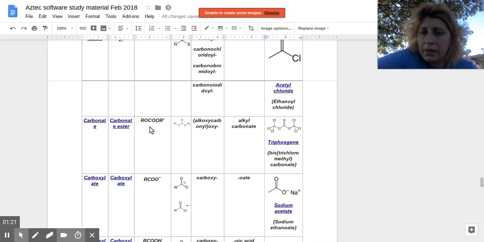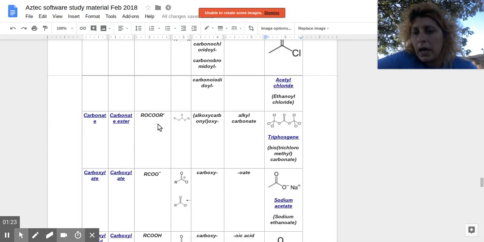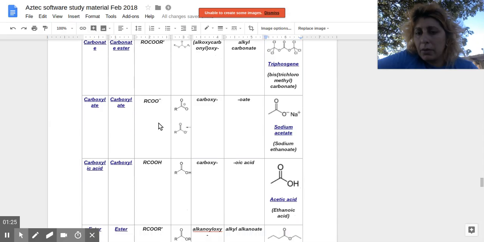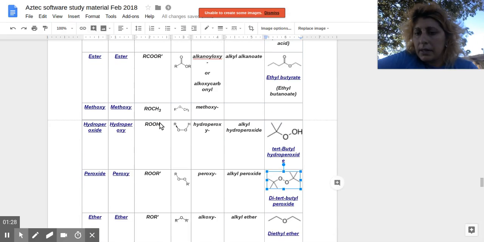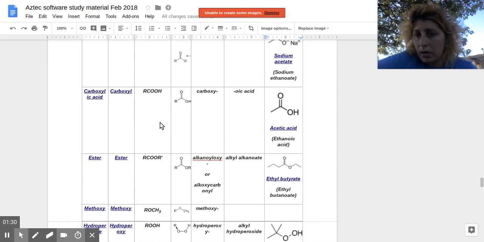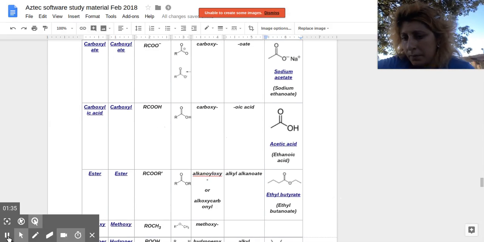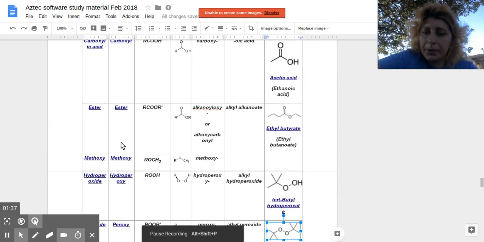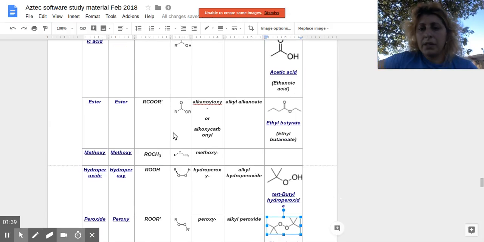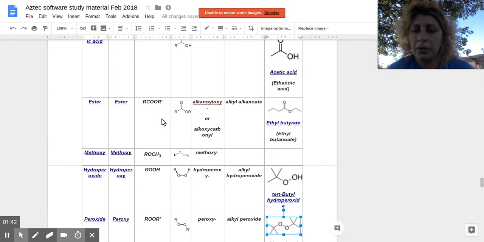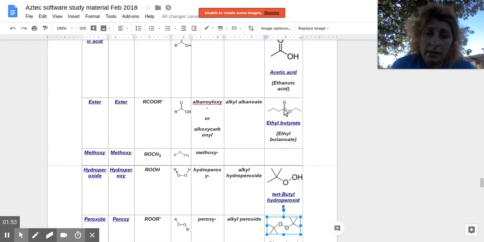Carbonates, ROCOOR. Carboxyl is RCOO minus. Carboxylic acid is RCOOH. So esters are RCOOR, in other words, carbon, double bound oxygen, another oxygen. So R groups on either side. Example, ethyl butanoate.